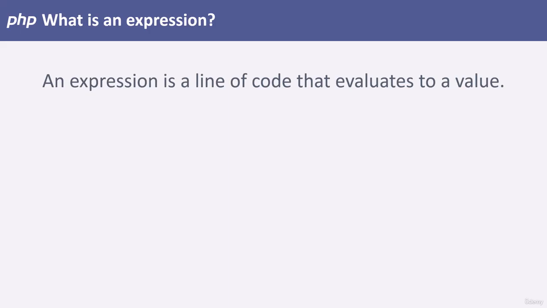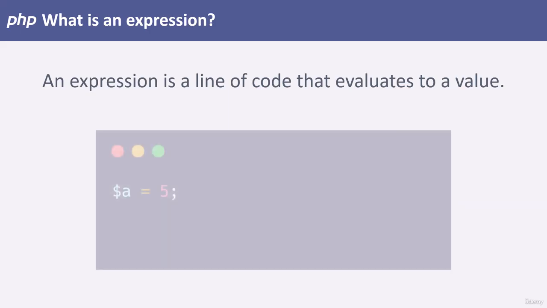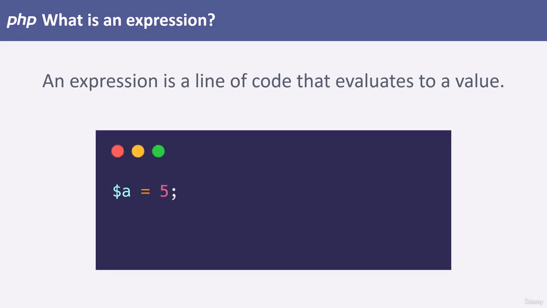So, what are expressions? An expression is a line of code that evaluates to a value. It's as simple as that. Believe it or not, we've been writing expressions for most of this course. For example, when we create a variable, PHP doesn't immediately assign the value to the variable. Before it does, it'll attempt to evaluate the value on the right of the assignment operator.